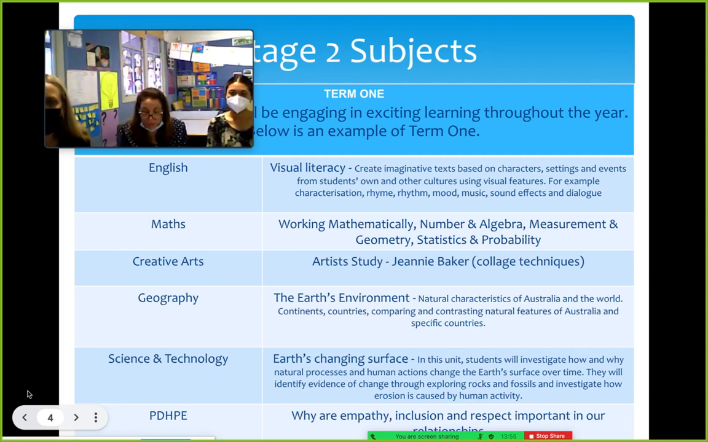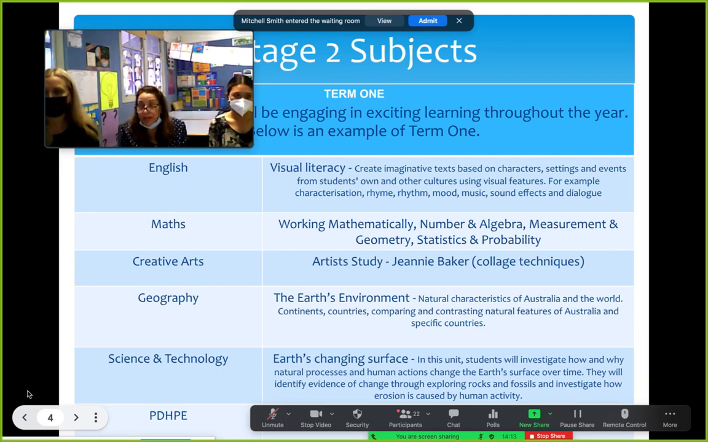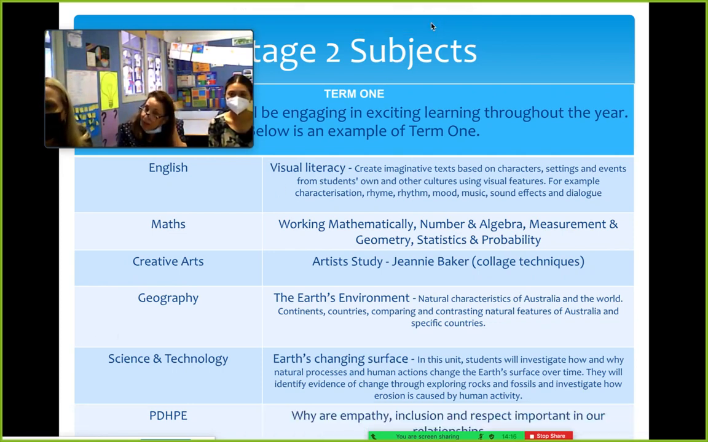In science and technology, we're doing Earth's changing surface. In this unit, students will investigate how and why natural processes and human actions change the surface over time. We'll identify evidence of change through exploring rocks and fossils and investigate how erosion is caused by human activity. If your children are coming home, especially this afternoon from my class, they are probably searching for a rock to bring to school tomorrow. And I've just encouraged them to bring one rock so we can analyse and have a look at the rock and the different types of textures, size and shape. So that's why they're coming home with a rock, which goes nicely with our science and technology unit.